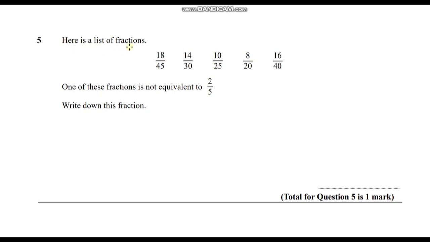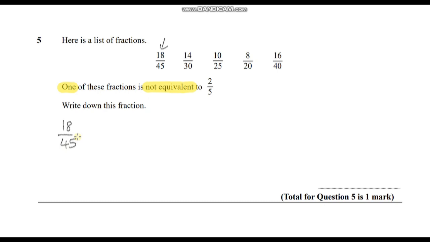Question 5. Here is a list of fractions. One of these fractions is not equivalent to 2/5. Write down this fraction. So we should have 4 of these fractions that are equivalent to 2/5 and one of them is not. So let's just go through each of these. So 18 out of 45.